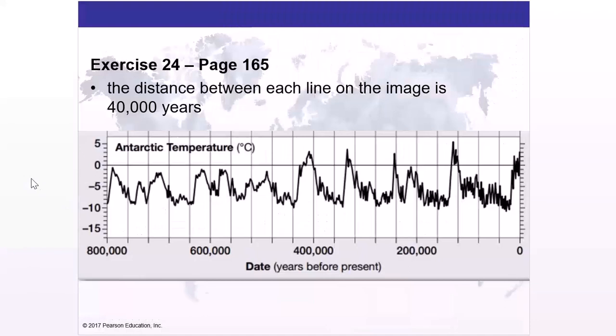In addition, and I've blown up the Arctic temperature one, the time scale for each of these lines is a little counterintuitive, but it's important to note that when you are making calculations trying to figure out the changes in temperature and how long it has taken to make those changes, just be aware that the distance between these lines is 40,000 years.